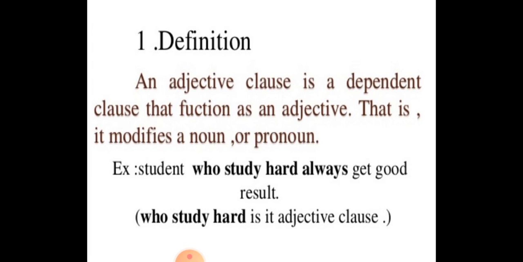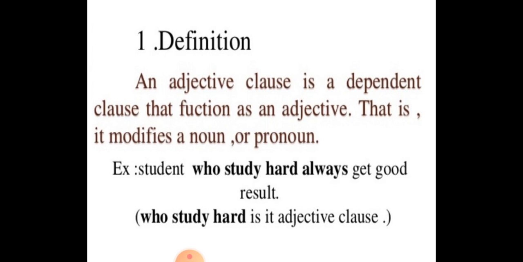An adjective clause is a dependent clause that functions as an adjective. That is, it modifies a noun or pronoun. So the first thing is that you should know the adjective. What is an adjective? Adjectives, you all know कि they are the words which are used to describe a noun or a pronoun. Or you can also say the adjectives modify a noun or pronoun. ठीक है, इनको डिस्क्राइबिंग वर्ड्स कहा जाता है जो कि डिस्क्राइब करते हैं.